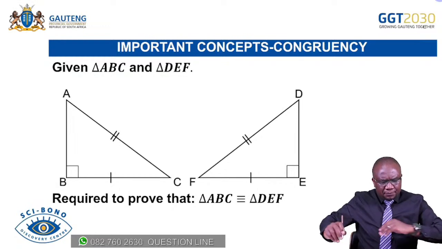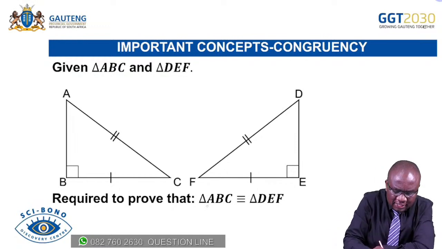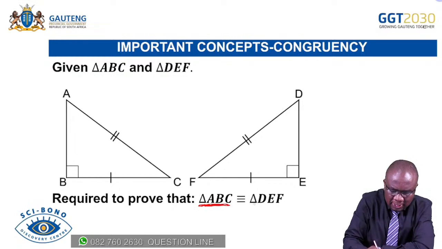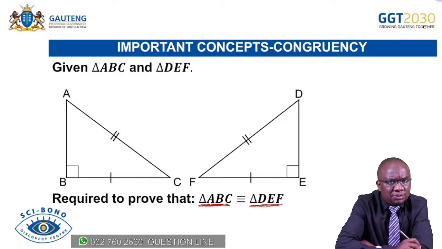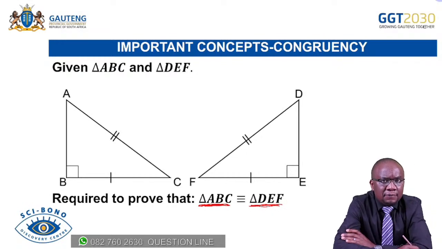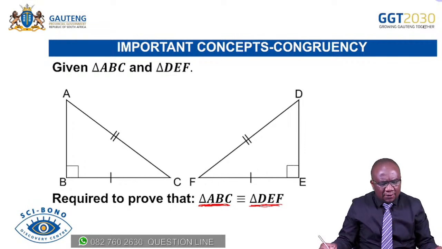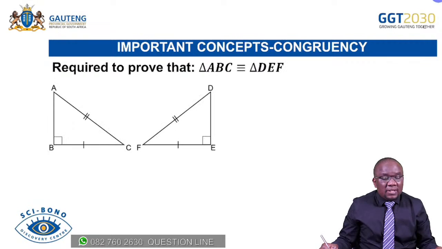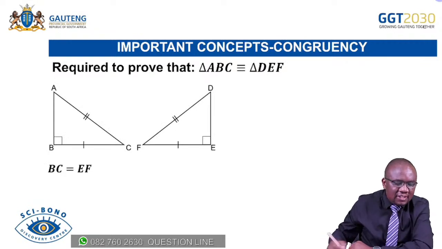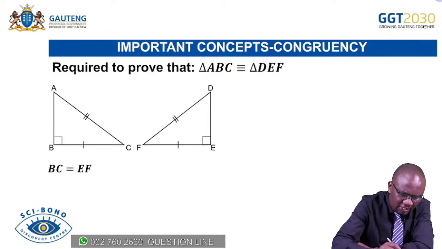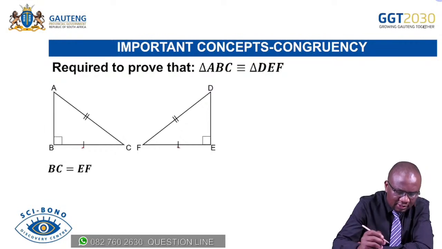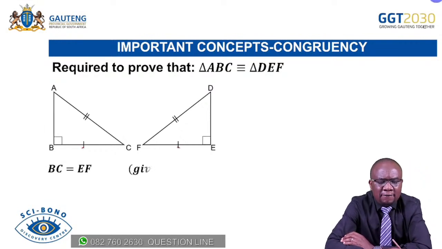Let's look at this one. We are required to prove that triangle ABC is congruent to triangle DEF. It means these 2 triangles are exactly the same. Now, let's check. What are we given? We are given that BC is equal to EF. Do you see that? Because of this and that, BC is equal to EF. Given.